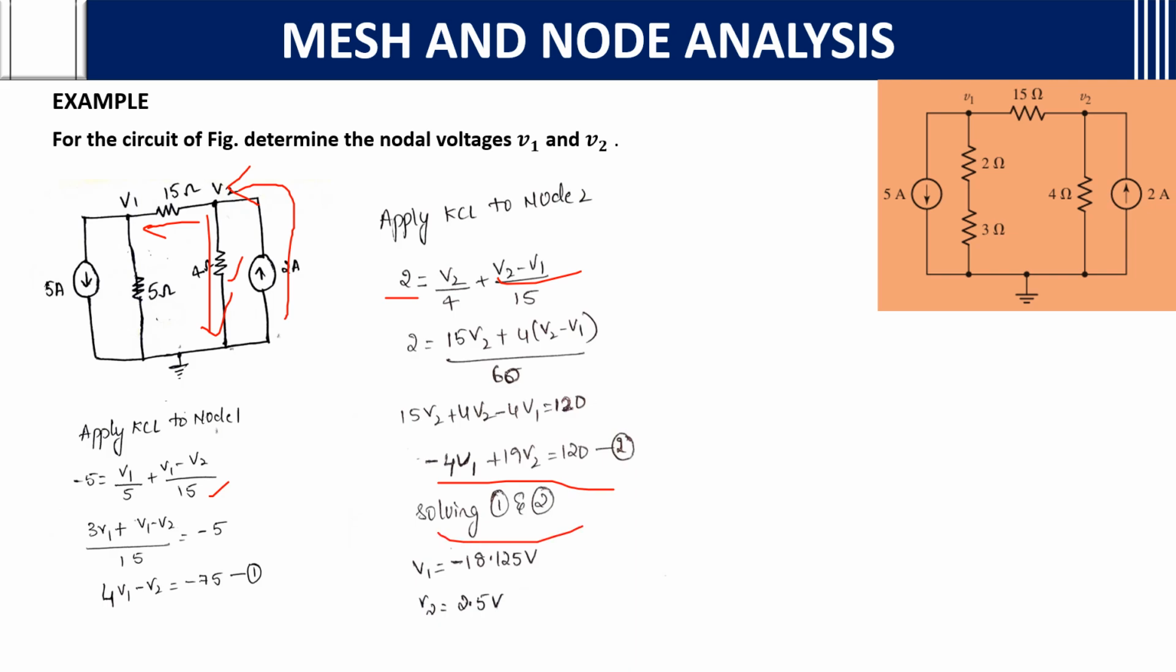Solving equations 1 and 2, you will get V1 as minus 18.125 and V2 as 2.5. They asked for the nodal voltages V1 and V2. That's it. Cramer's rule also can be used for finding V1 and V2. But for now, using a calculator, you can directly get the values. If you feel Cramer's rule is easy, you can use it also. Nothing but these two equations need to be written in the form of a matrix to find the values.